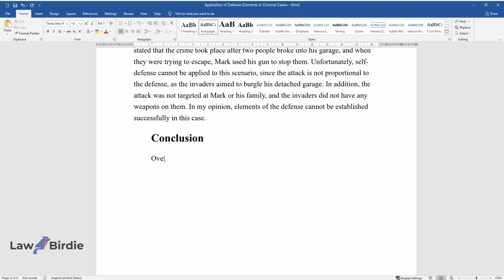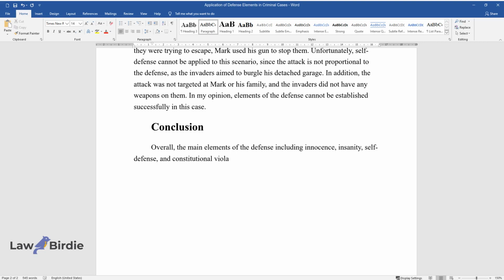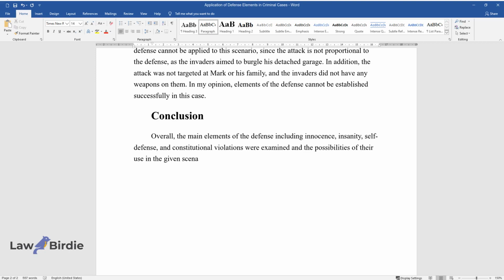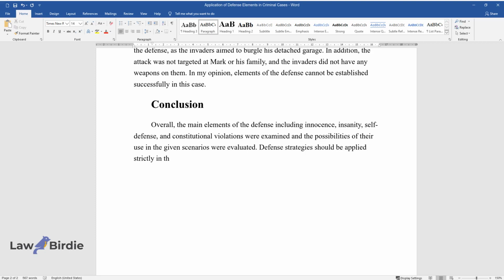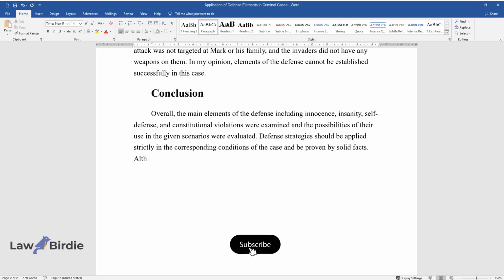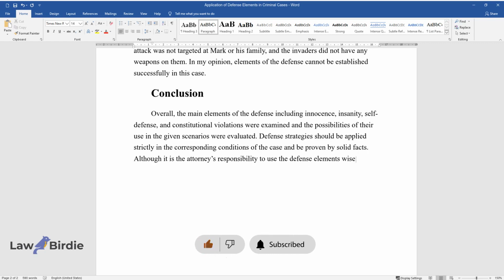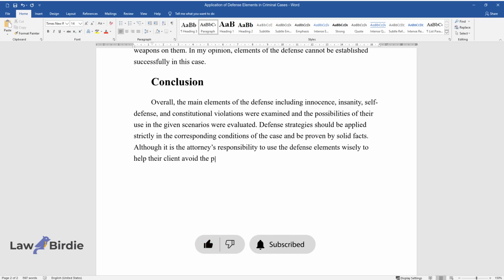Conclusion. Overall, the main elements of the defense including innocence, insanity, self-defense, and constitutional violations were examined and the possibilities of their use in the given scenarios were evaluated. Defense strategies should be applied strictly in the corresponding conditions of the case and be proven by solid facts. Although it is the attorney's responsibility to use the defense elements wisely to help their client avoid the punishment.